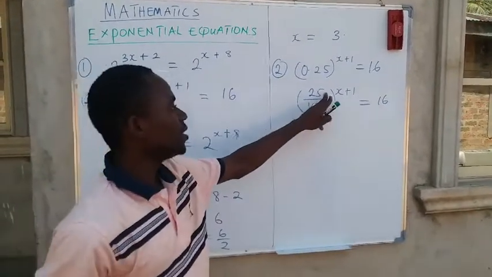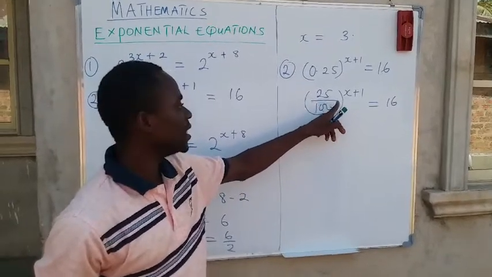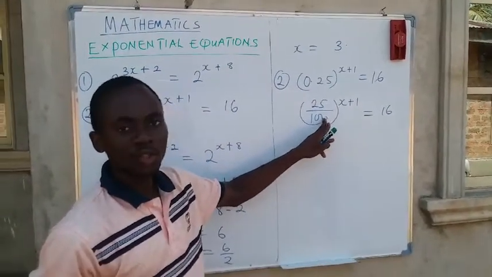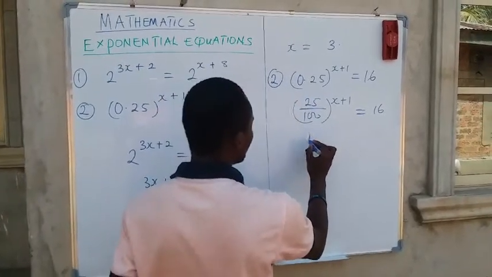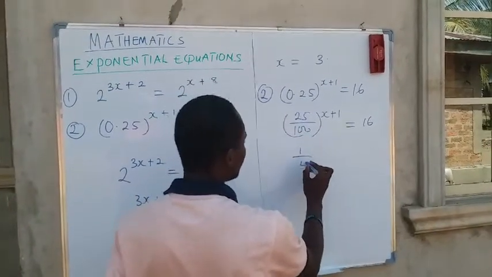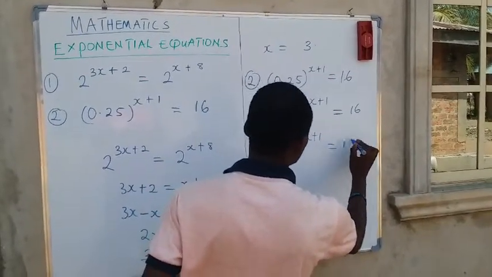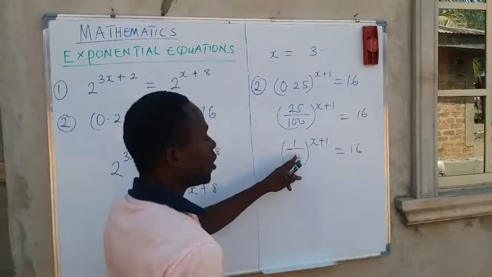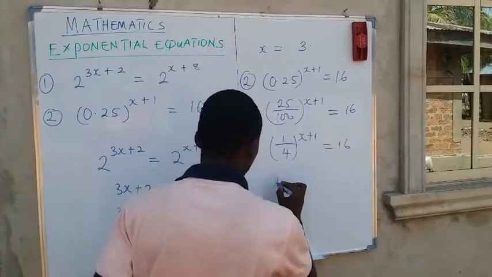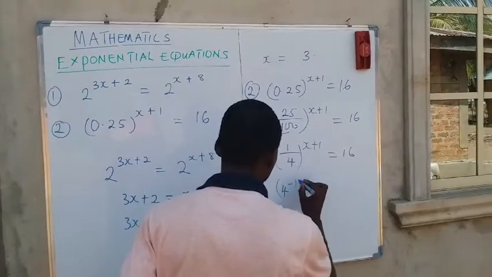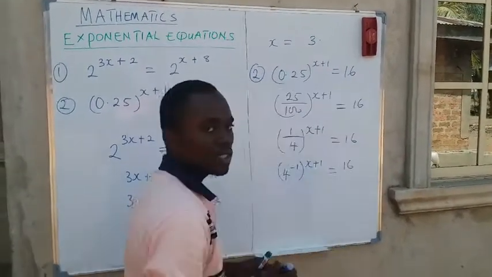So in this case, we can reduce this fraction to its lowest term by dividing both the numerator and the denominator by 25. 25 divides itself in the numerator once, and it divides 100 4 times. All that is raised to the power of x + 1, which is equal to 16. Now, 1 over 4 in indices is the same thing as 4 raised to the power of minus 1, all raised to the power of x + 1, which is equal to 16.